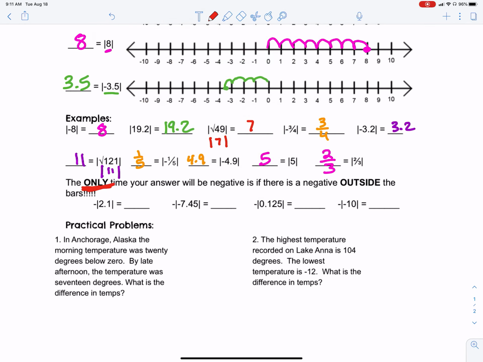time that your answer is going to be negative is if there is a negative outside of the bars. So in this one, the negative is on the outside, so your answer is automatically negative. So the opposite of the absolute value of 2.1 is -2.1. There's a negative on the outside, so your answer is automatically negative, so -7.45. There's a negative on the outside, so your answer is automatically negative, and then -0.125. There's a negative on the outside, so your answer is automatically negative, and then just -10.